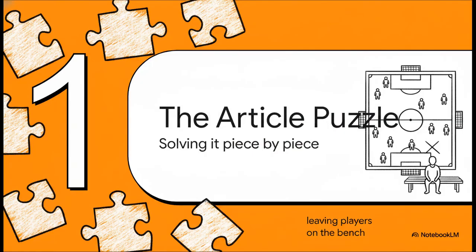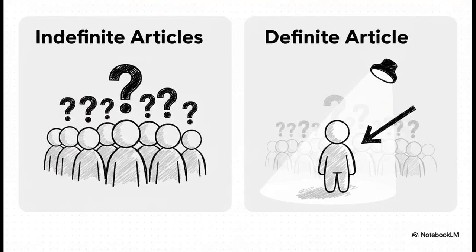We are going to solve this thing piece by piece. First, we'll meet the two teams. Then we'll get to know the individual players. And finally, we'll figure out when to just leave them on the bench entirely. To get started, you just need to know this one thing. All English articles belong to one of two teams. You've got the indefinite articles, that's a and an, then you have the definite article, the. One team is for general stuff, the other is for specific stuff. That right there, that's our first big clue.